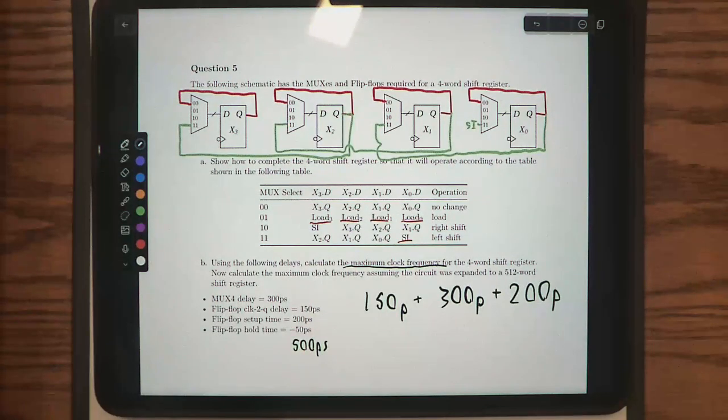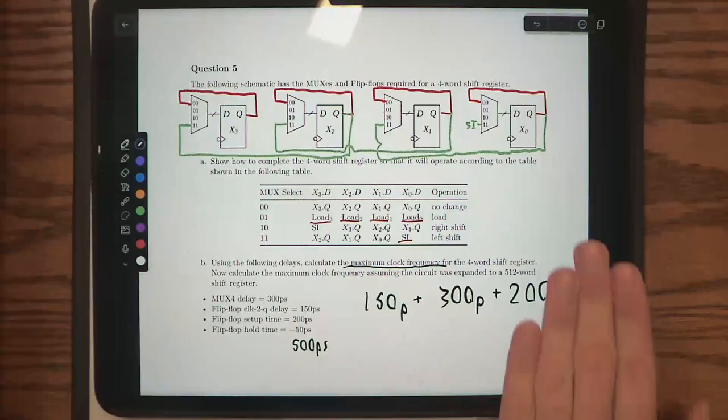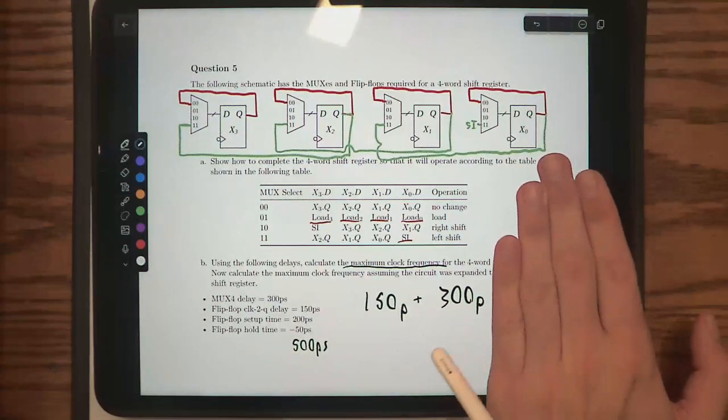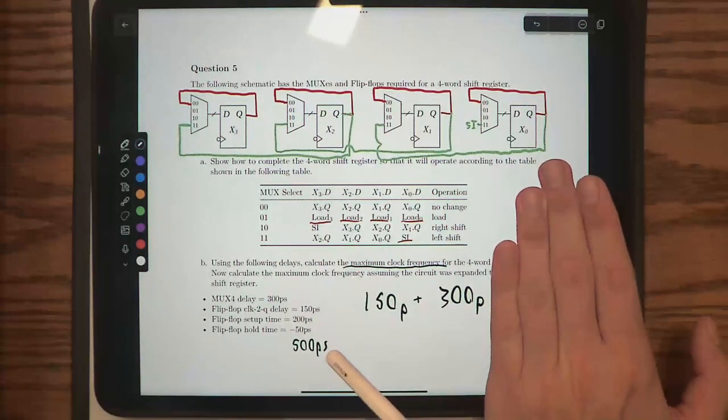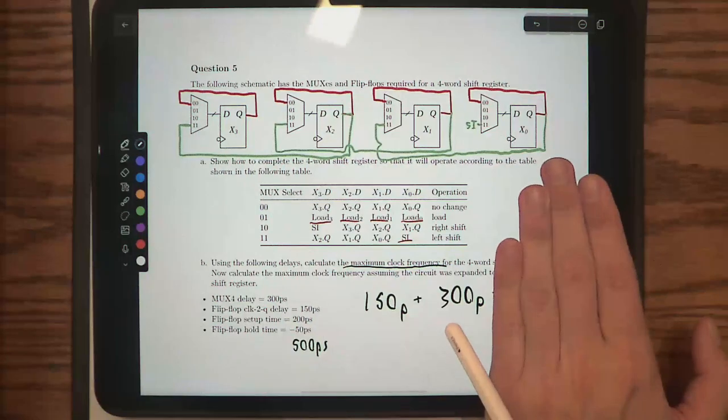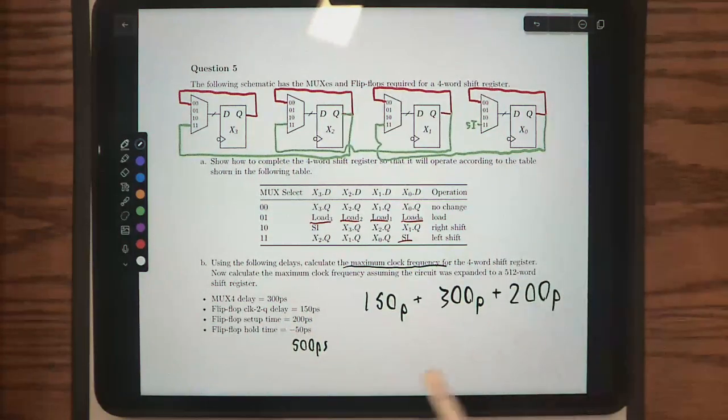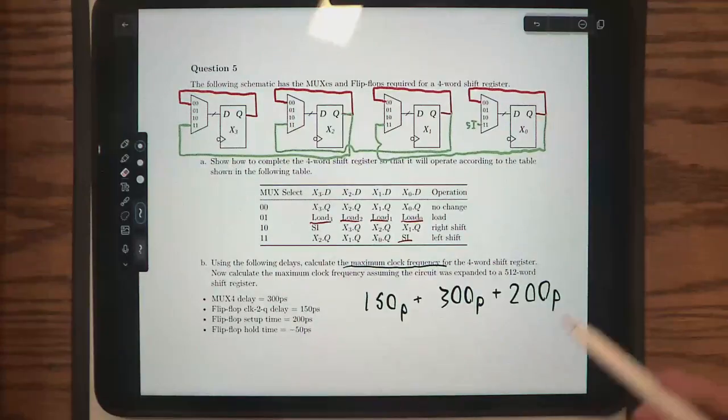Question: are you saying that there would be a hold time violation because the 500 is less than the 150 plus 300 plus 200, or the other way around? Oh, I'm saying that there would be a hold time violation because 500 is less than 150 plus 300. Yeah. Okay, but let's stop playing with theoreticals. Let's look at what the actual question is saying.